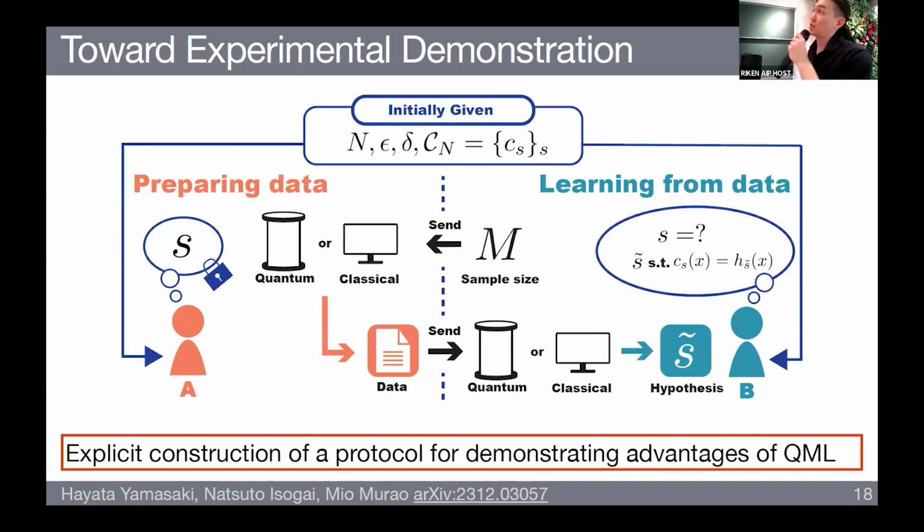In the end, I would like to briefly mention how to realize this in an experimental setting. We propose to use a two-party setting where one party is in charge of preparing data, and one party performs our quantum machine learning algorithm to achieve learning. For example, we use one chip to prepare some classical data, which can use quantum or classical computation depending on the choice of feature maps. Then this input-output data is sent to another party, who uses a quantum or classical algorithm to perform classification and compare their performance. In this way, we also have a proposal of an explicit construction of a protocol for demonstrating the advantage of these quantum machine learning tasks.